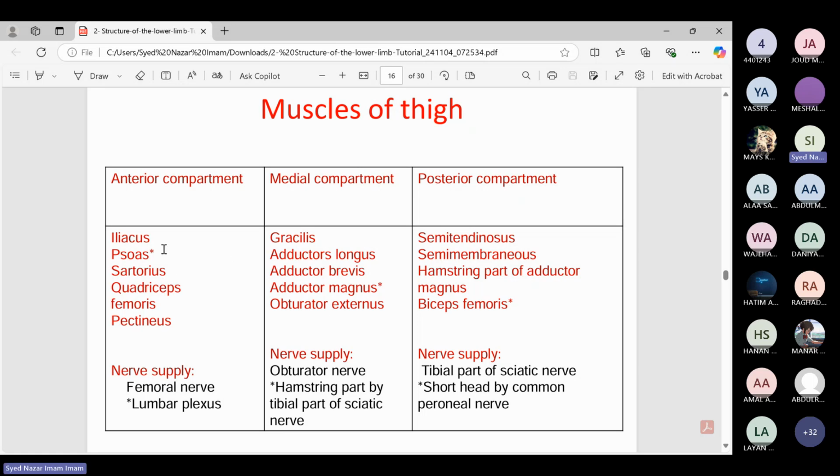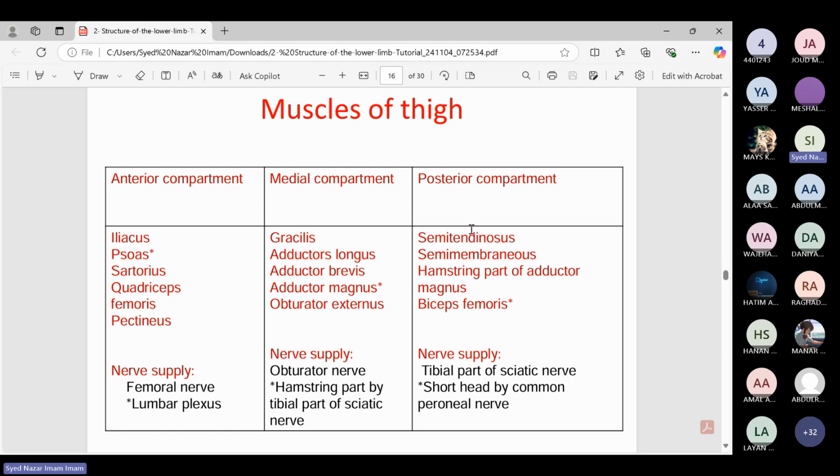So what is the nerve supply of the anterior compartment muscles? As I told you, this is the femoral nerve, except the psoas muscle, which is supplied by the lumbar plexus. Why? Because the psoas muscle is actually the major muscle of the posterior abdominal wall, and the nerve of the posterior abdominal wall is the lumbar plexus. So psoas is supplied by the lumbar plexus, and the rest are all supplied by the femoral nerve. Now, the medial compartment muscles, we have gracilis and adductor muscles. All these muscles are called the adductor muscles, and they are supplied by the medial nerve, and that is the obturator nerve.